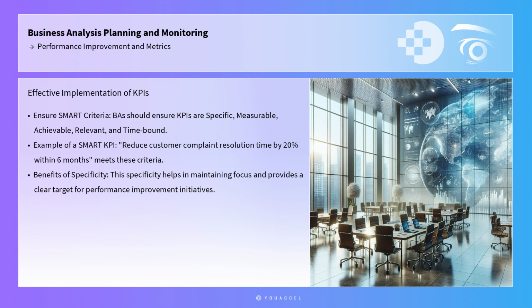To implement KPIs effectively, BAs should ensure they are SMART: specific, measurable, achievable, relevant, and time-bound. A KPI such as reduce customer complaint resolution time by 20% within 6 months meets these criteria. This specificity helps in maintaining focus and provides a clear target for performance improvement initiatives.